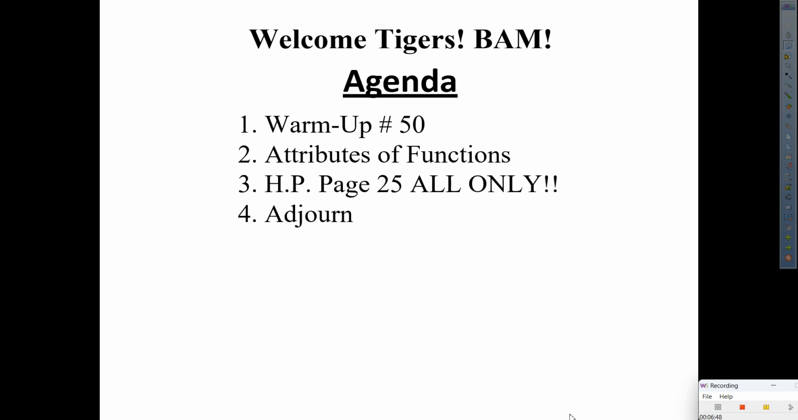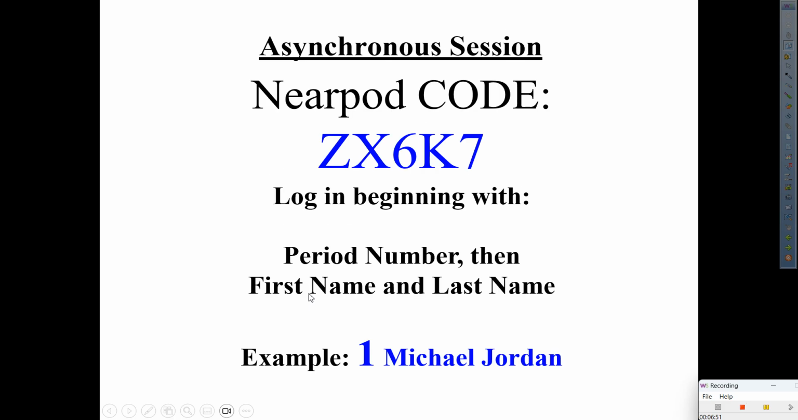Copy the code for your access to the home plate tonight, ZX6K7.